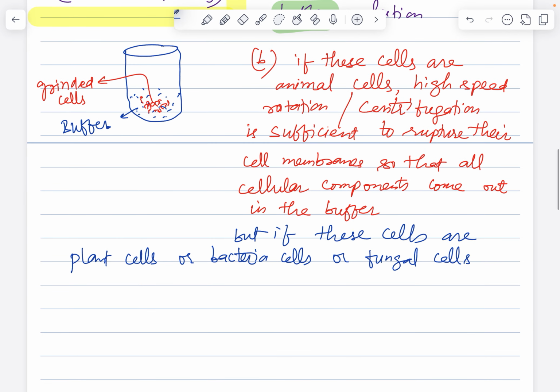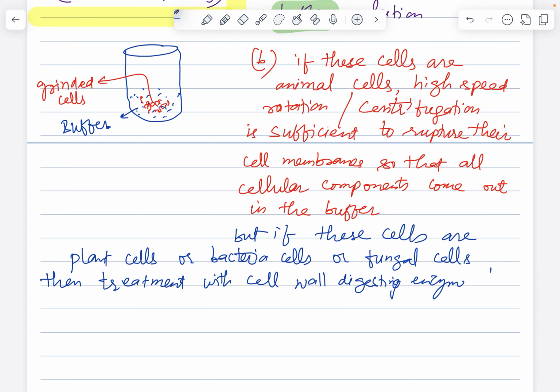If these cells whose genome is to be extracted are plant, bacteria or fungal cells, then treatment with enzyme. What kind of enzyme? Cell wall digesting enzyme, that is now compulsory. So we have to add, we can say, cellulase. If you are extracting the genome from the plant cell, which enzyme do you need to add? Cellulase.